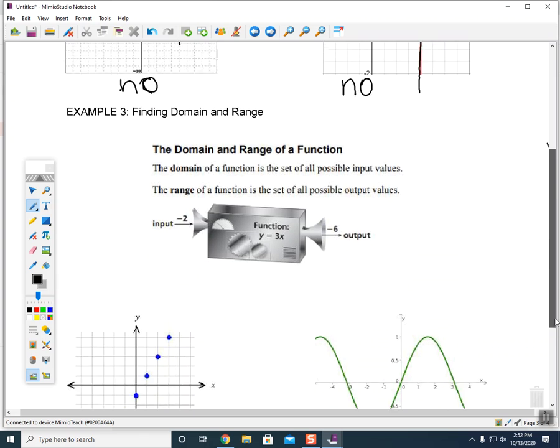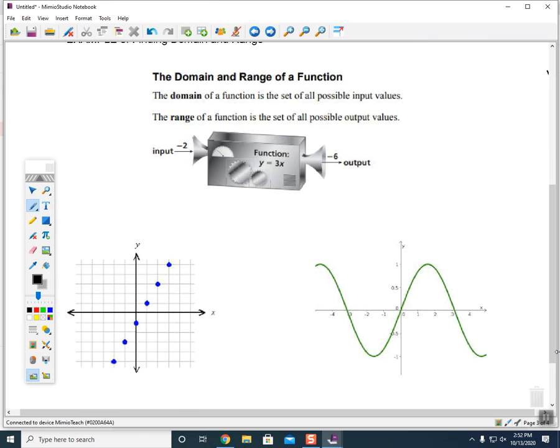Okay, the next thing we're going to talk about is domain and range. So we've talked about that the domain of our function is all of our possible x values or all of our possible input values. Our range is the set of all possible output values or our y values. And so I've got this image here, right? My function, y equals 3x. When I put in -2, my input, it spits out -6, my output.